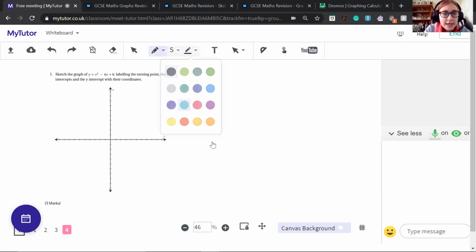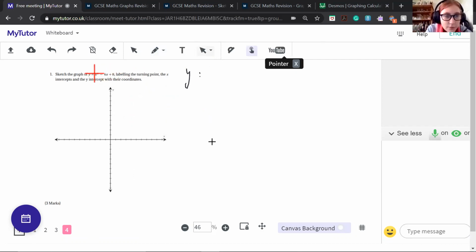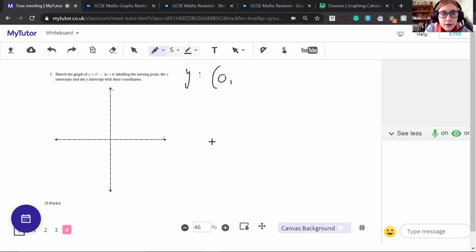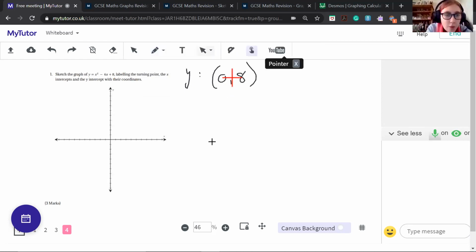So the y-intercept is going to be when x equals 0. So when x equals 0, y just equals 8. Hopefully you can see that from there. So the y-intercept is where x equals 0, and when x is 0, these terms get wiped out, so y is equal to 8.